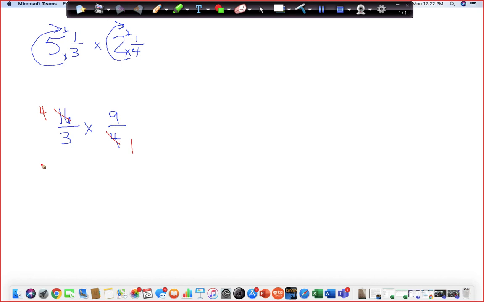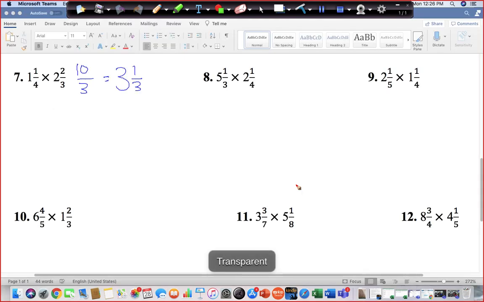We can cross cancel the other way. We can divide them both by 3. 3 divided by 3 is 1, and 9 divided by 3 is 3. So now we just multiply straight across. 4 times 3 gives me 12, and 1 times 1 gives me 1. 12 divided by 1, I can do this one in my head, it's 12. Okay, so this answer was 12.